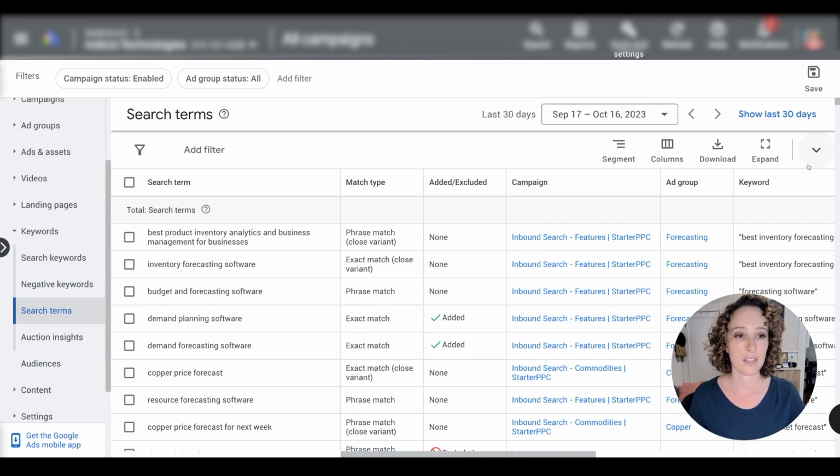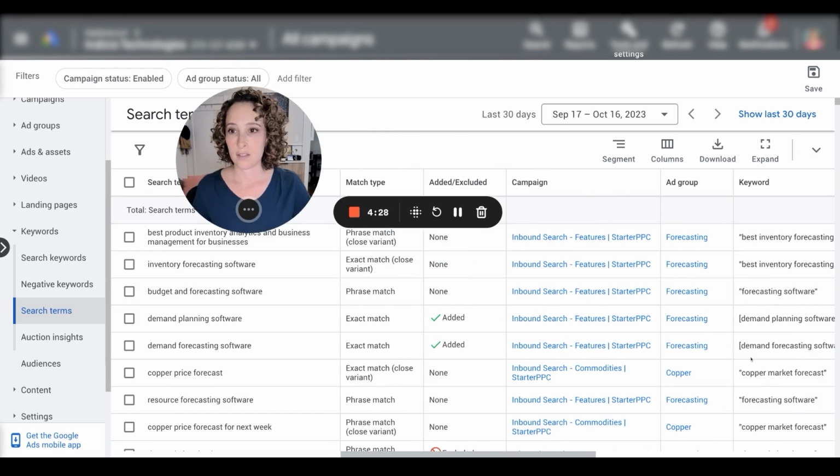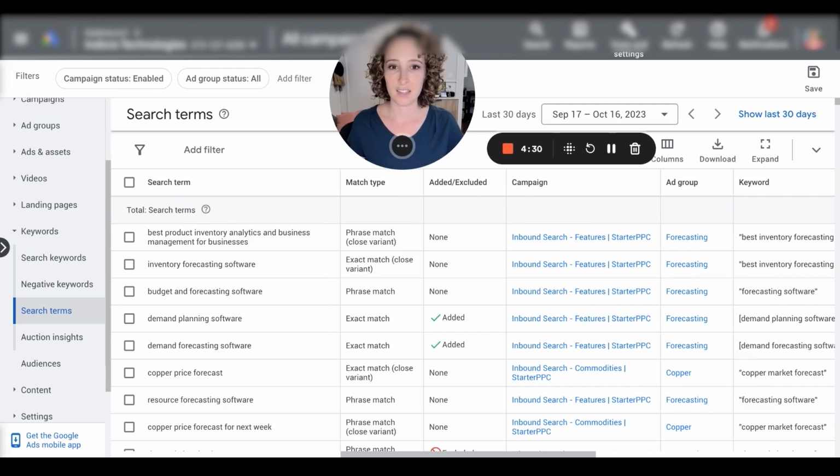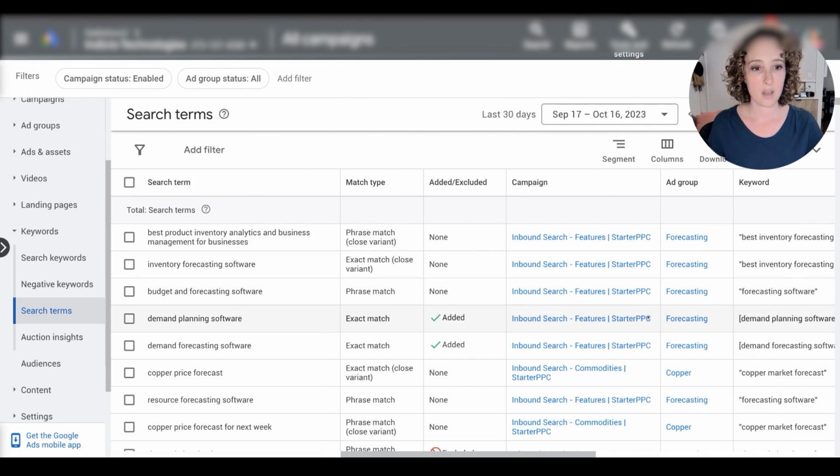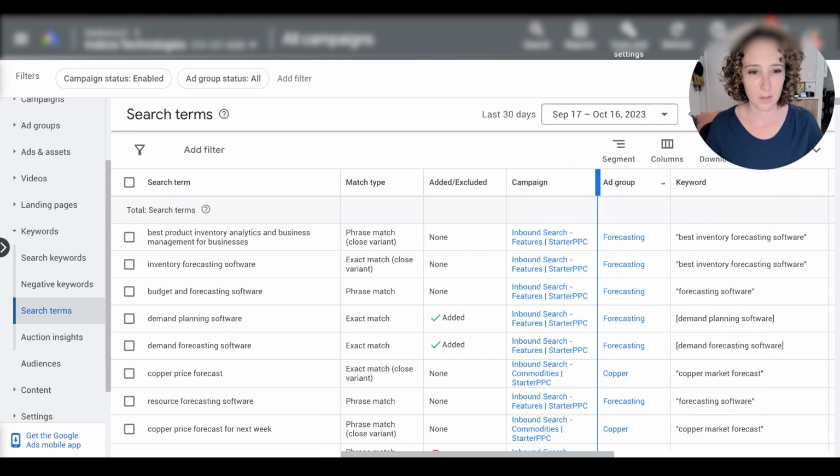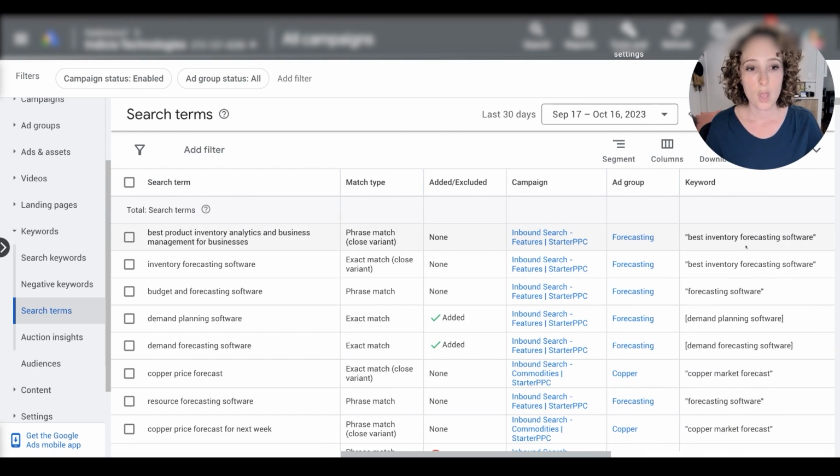So let me close all this soft advertising that Google does inside their system. Where should I put my face? Here we go. Okay, so I have the keyword column pulled up over here. Let me make this a little shorter. And you can see that the search term is matching up with the keyword. So our keyword best inventory forecasting software is matching up with this more longer tail business keyword.